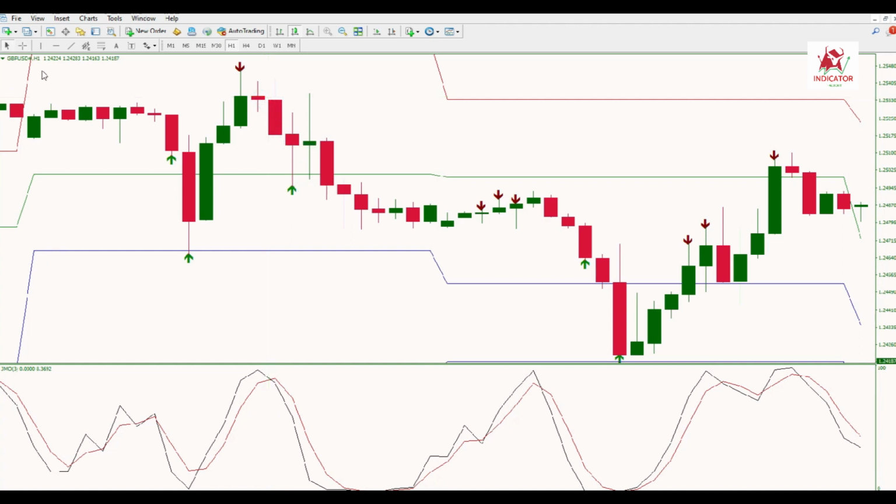Rules of the 3 candles reversal intraday system. Long entry: wait until the buy arrow appears. Buy when the JMO indicator crosses upward. Short entry: wait until the sell arrow appears. Sell when the JMO indicator crosses downward.